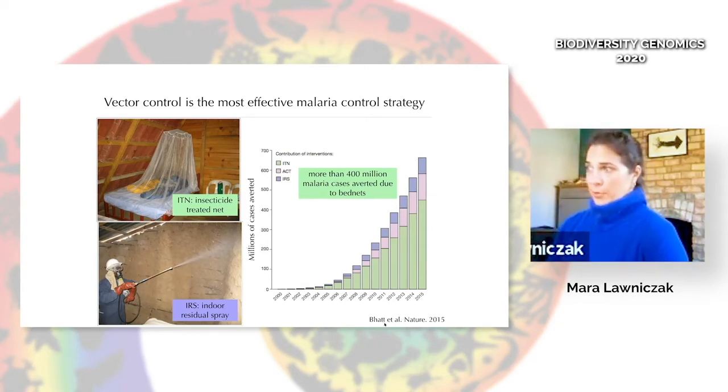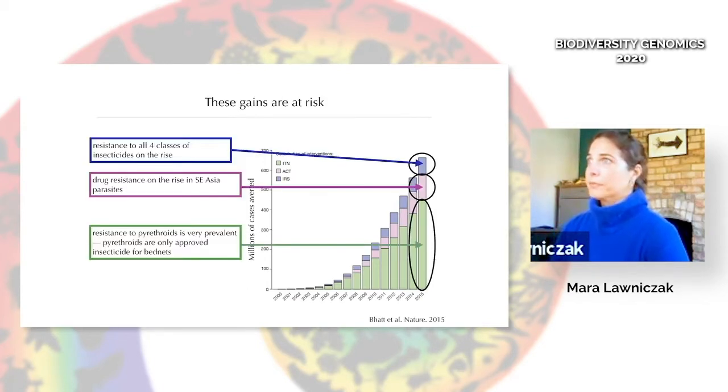So in a highly cited paper from 5 years ago, they estimated the number of malaria cases that had been averted due to bed nets, and it was huge. So millions of malaria cases. Bed nets are basically doing a great job. Of course, there's lots more to do.